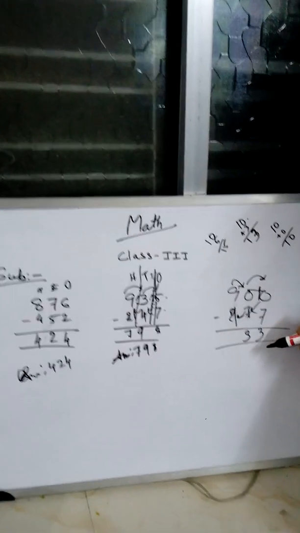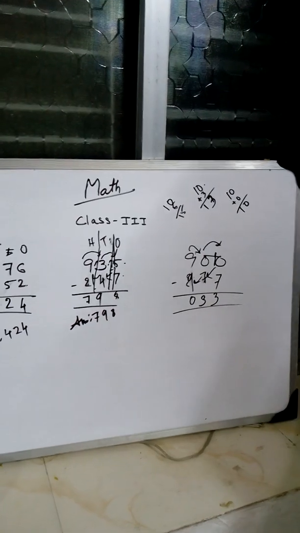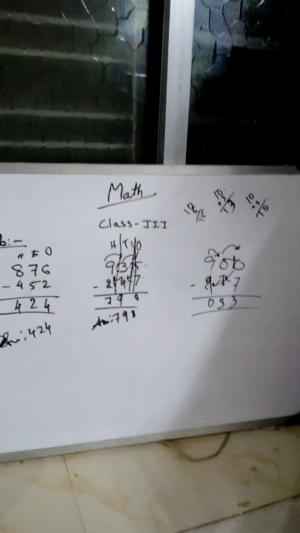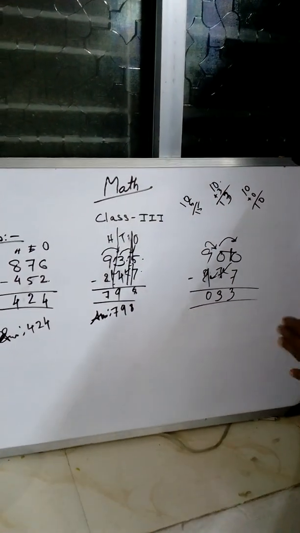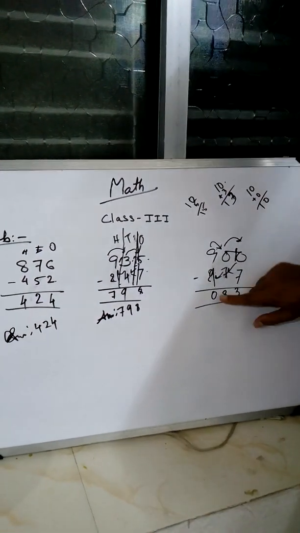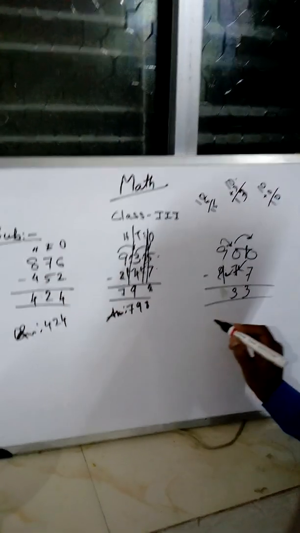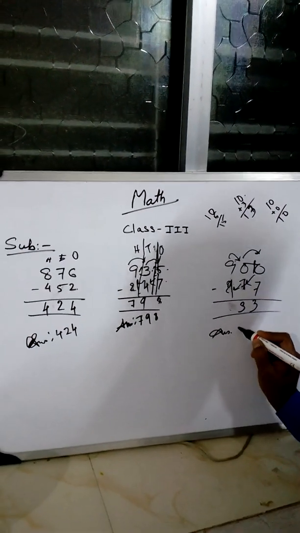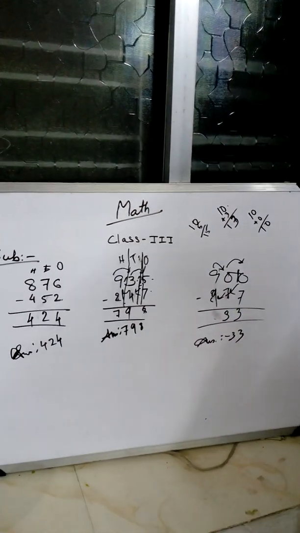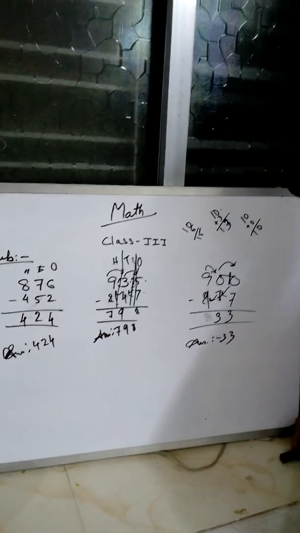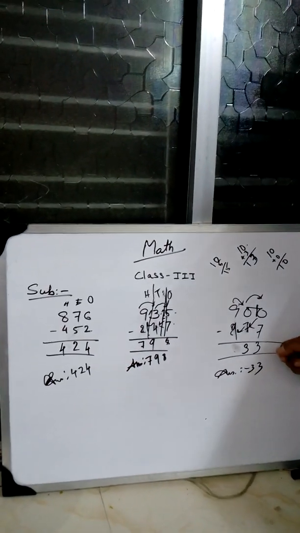So 9 minus 9 is what? It is 0. But 0 does not have any value if we are putting it before any number, on the left side of the number. Hence we will not write this 0 here. So the answer will become only 33. So we get an example that when we are subtracting two 3-digit numbers, it may become a 2-digit number.